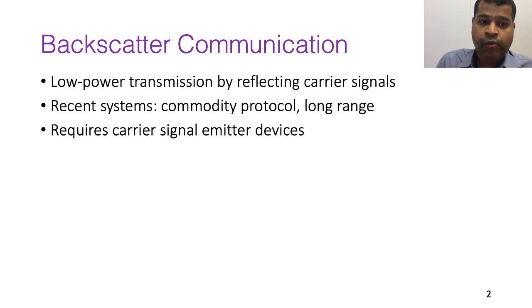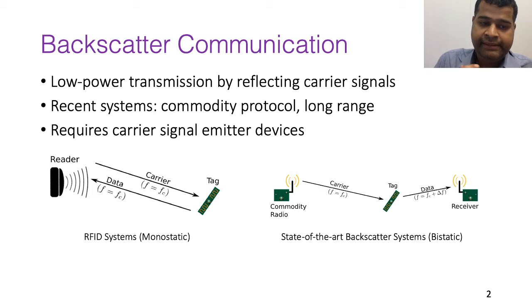Backscatter systems require a carrier signal emitter device which provides a carrier signal which is reflected by the backscatter tag to support wireless transmissions. But backscatter systems are also limited by these emitter devices. To explain this, we look at the configuration of backscatter systems.